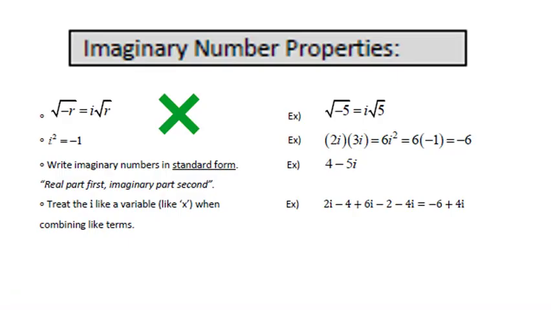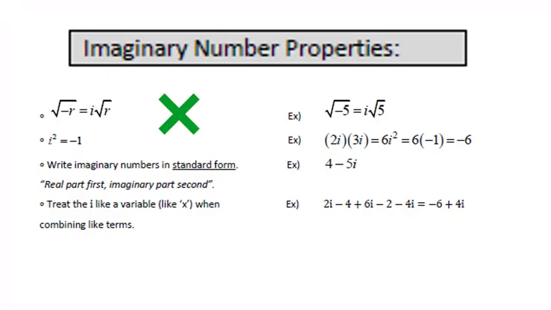Okay, so let's take a look at this. We did this earlier, square root of negative 5. Think about taking the negative out. When you take that negative out, it becomes an i. The 5 will stay on the inside.